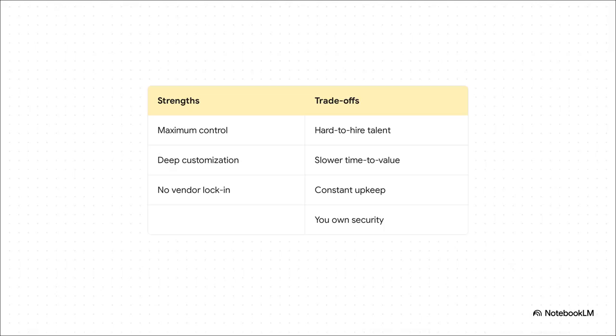And that leads us to the core trade-off here. On one hand, you get the ultimate power, total control, crazy deep customization, and zero vendor lock-in. But all that power comes at a pretty steep price. You're on the hook for hiring really specialized, hard-to-find talent. Your time to market is going to be way slower, and you own everything. The constant upkeep, all the security, all the compliance. It is a huge, huge commitment.